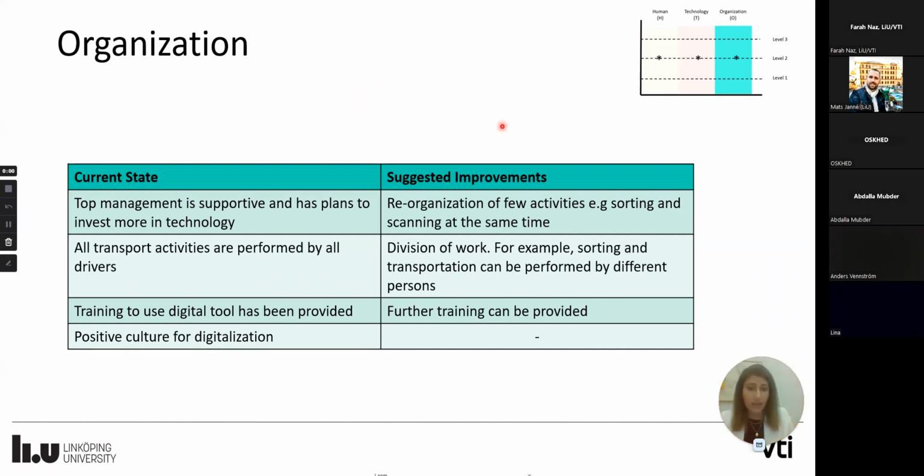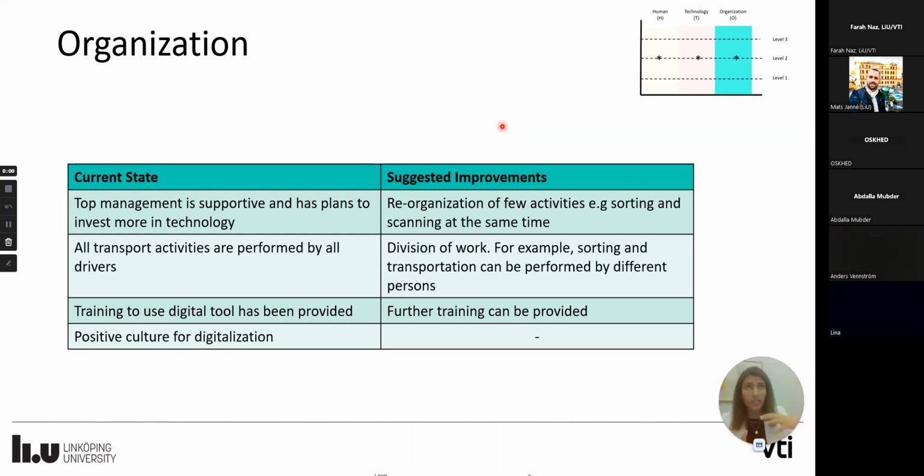However, I can suggest some improvements. It should be considered that some reorganization of activities can be done. For example, sorting and scanning can be done at the same time, as I already mentioned, and there can be other activities which are repeated or redundant, so those can also be removed. Another thing is that I feel division of work will be really efficient, because right now every driver is performing all activities, from sorting and printing invoices to loading, transporting and then unloading.